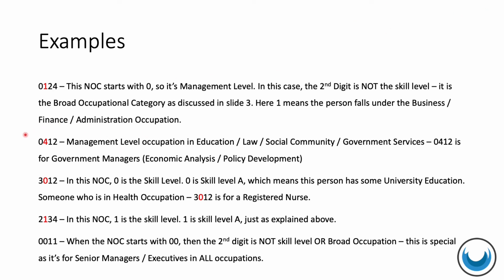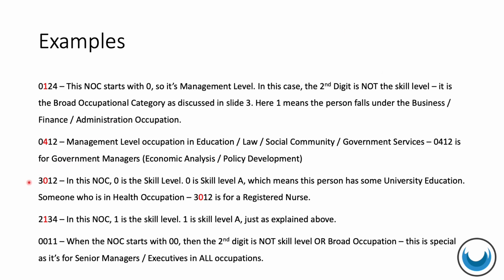So again, looking at the second example, we know this person is in a management level occupation. They are in the occupation category of education, law, social, community. And so now they're looking at 1 as a third digit, which will actually represent their skill level. So now this person is a NOC A category because this is 1. So 0 or 1 represents skill level A.